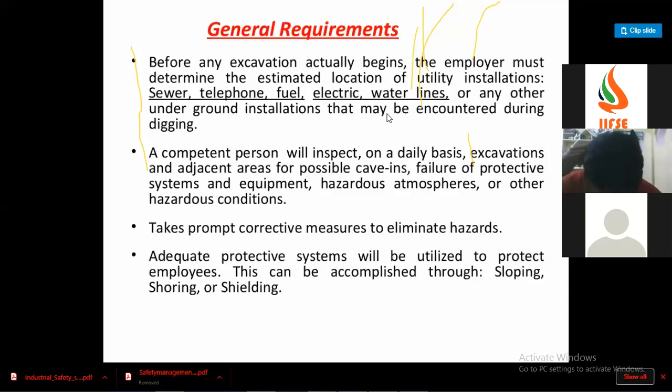Before starting the excavation, sir, tell me, sir. Hello. Yes, I can hear you. We are not able to hear you, sir. You're on a bad network. I don't know. Network is here. Okay, sir. Okay. Fine.